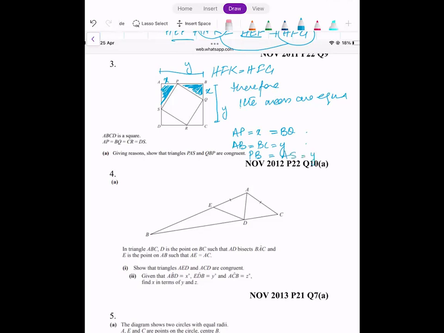AS is equal to Y minus X, because ये पूरा Y है and this is X, right? AP is equal to BQ, which is equal to X. I'm saying AS is equal to BP, which is equal to Y minus X. Angle A is equal to angle B, which is equal to 90 degrees. Why? Because it's a square, so all angles are 90. Hence congruent. Two sides and one angle. SAS. Because over here I've proven two sides and I've proven the angle between them.